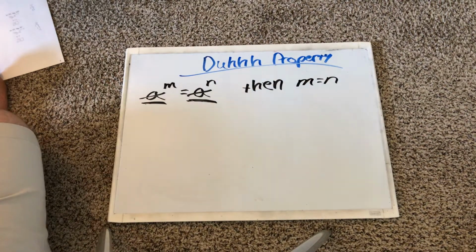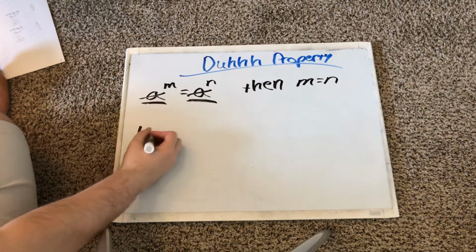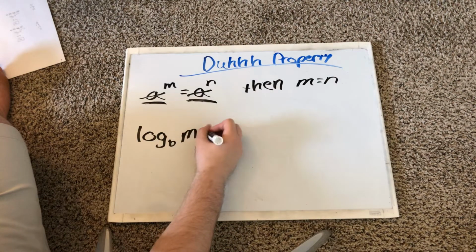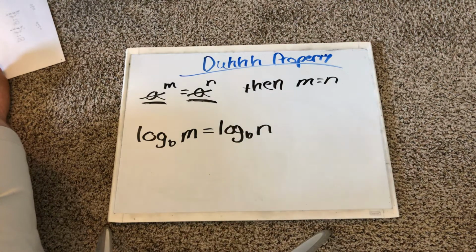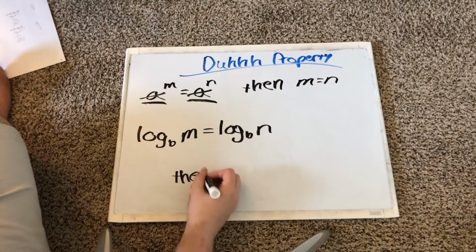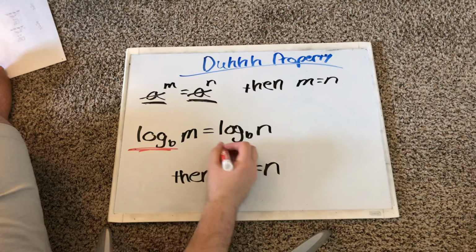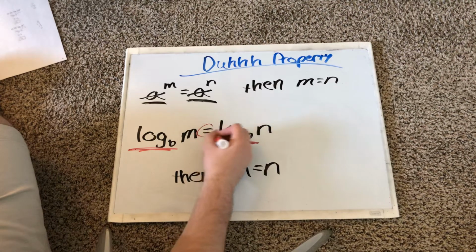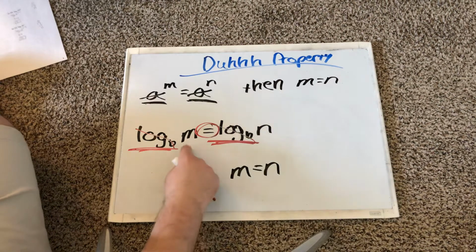The second part of our duh property is if I have logs this time, so log base b of m is equal to log base b of n, then same thing, m is equal to n. Now this part is important. We have to look and see: I have log base b, log base b. So our two logs are equaling each other, and we have to have this equal sign right here. When we have that, we can just drop our logs and cancel that out and just have m equals n.